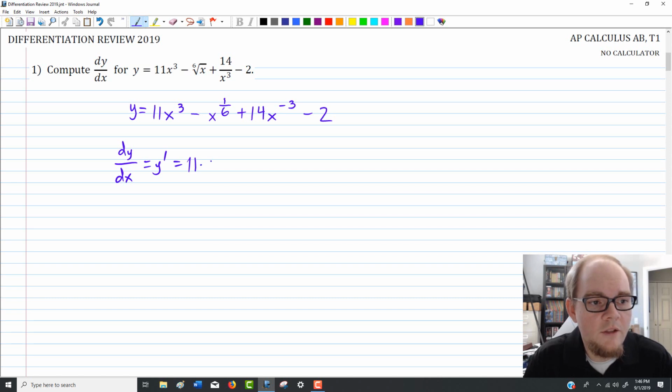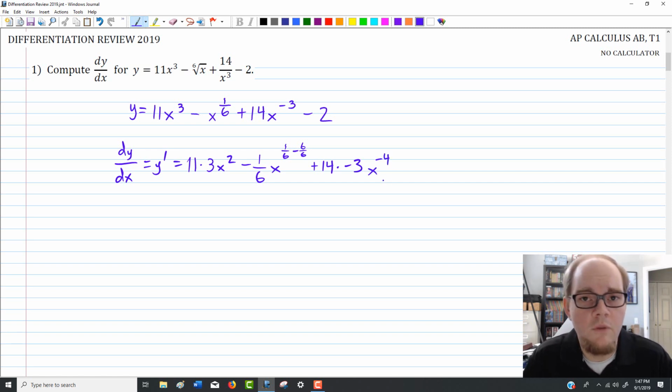So for this first term, I'd do 11 as the scalar times the derivative of x cubed, which is 3x squared. For the next one, I'd have minus 1/6 x to the 1/6 minus 1. And of course, minusing 1 is the same thing as subtracting 6 over 6. For the next one, we'll have plus 14 times negative 3 x to the negative 3 minus 1, which is negative 4. Make sure you don't put negative 2, easy mistake. And then the derivative of negative 2 is 0, because it's a constant.